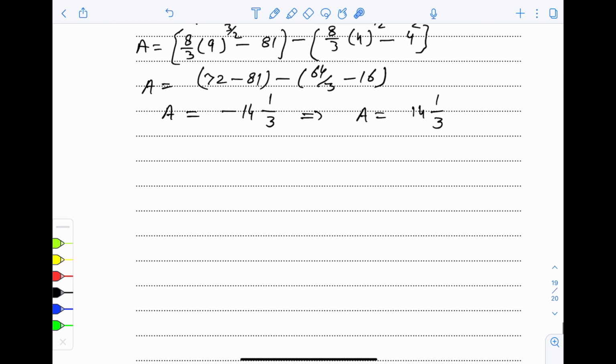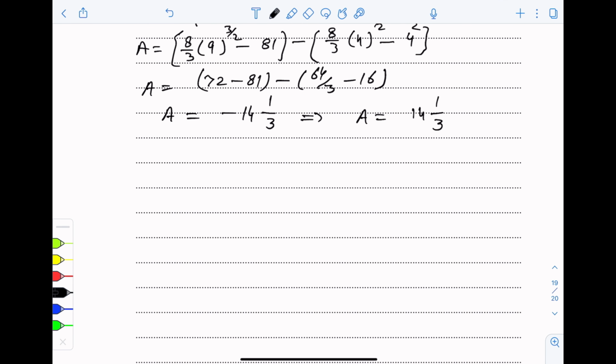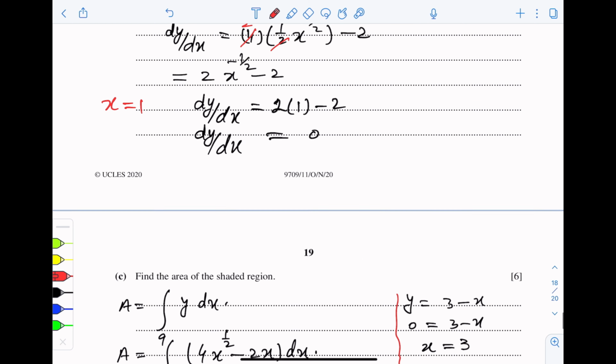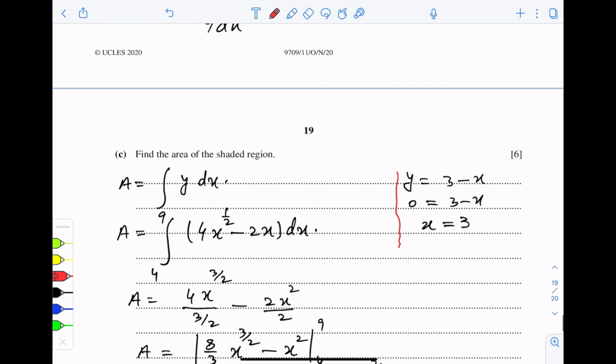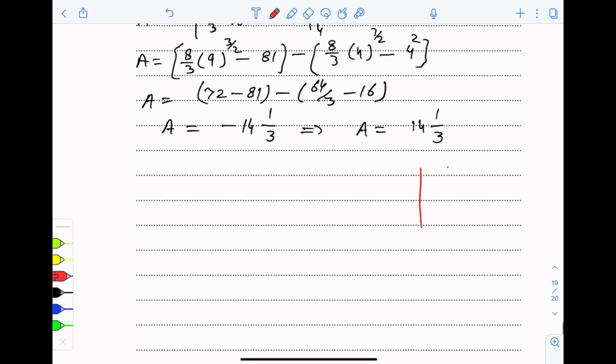तो y इज इक्वल टू 3 माइनस एक्स, y is equal to 3 minus x, putting x is equal to 9, we get y is equal to 3 minus 9, that is minus 6. So now we will find the area of triangle.